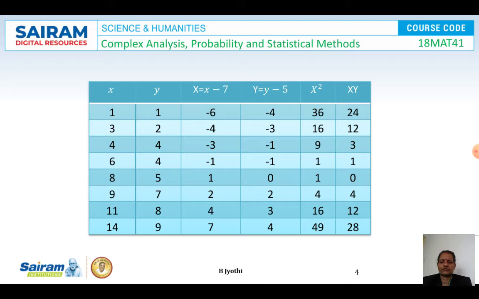Now let us tabulate. The tabular values we have to take are the x values, the y values, capital X, which is x minus x bar where x bar is 7, and capital Y, which is y minus y bar where y bar is 5, and X square and XY, that is required. So x is tabulated as given in the data, y is also tabulated as given in the data. Next, capital X. What is capital X? X minus x bar. Just let me illustrate with this.